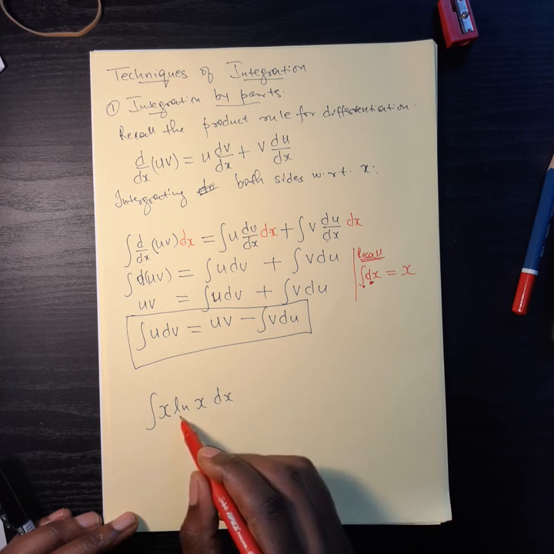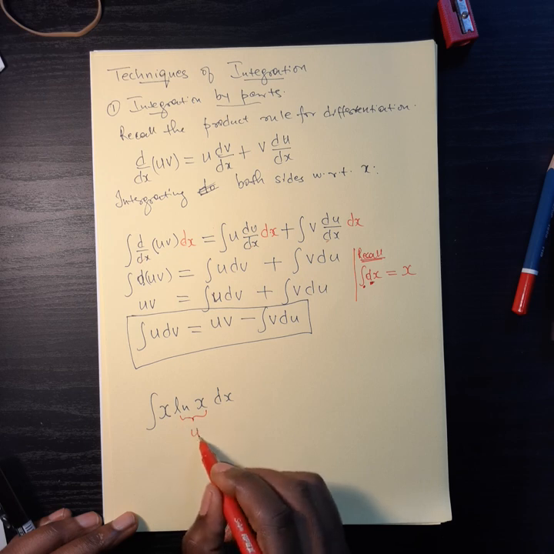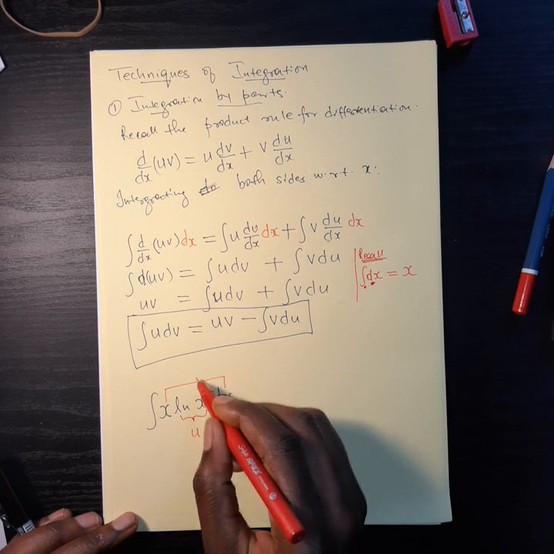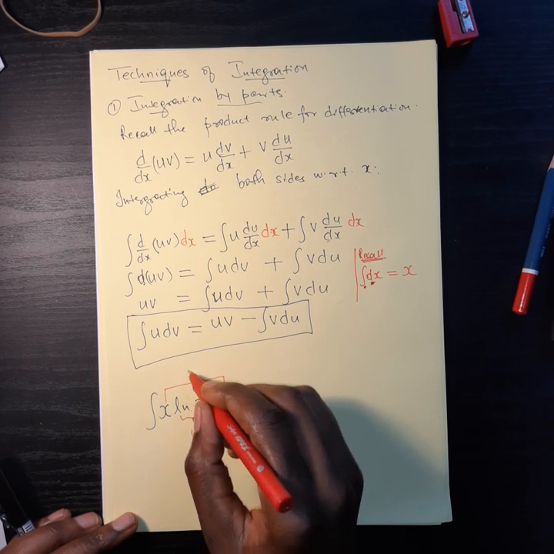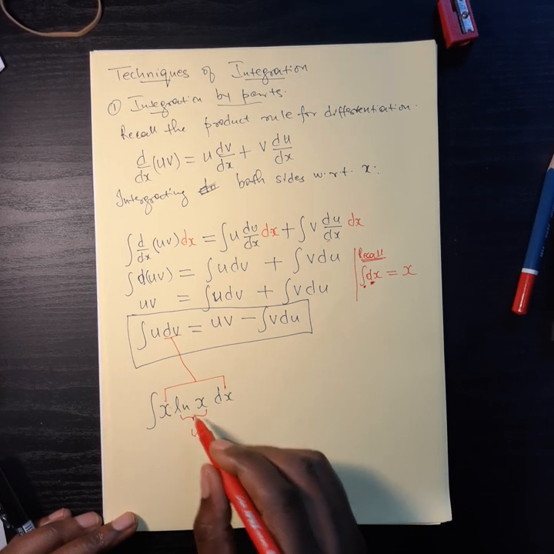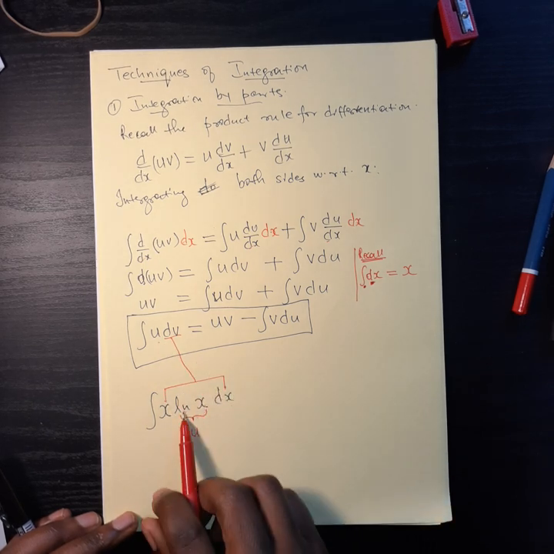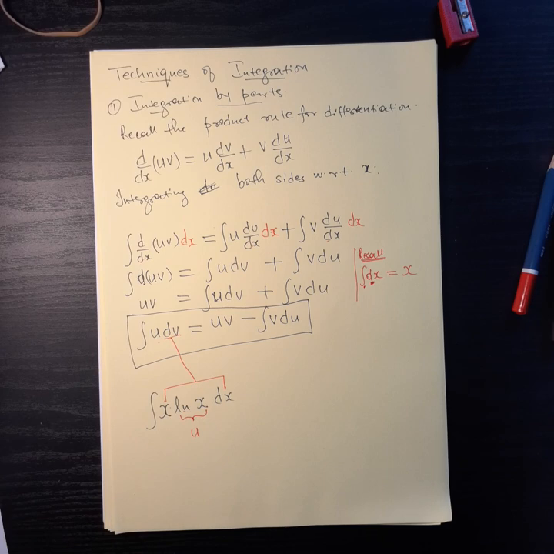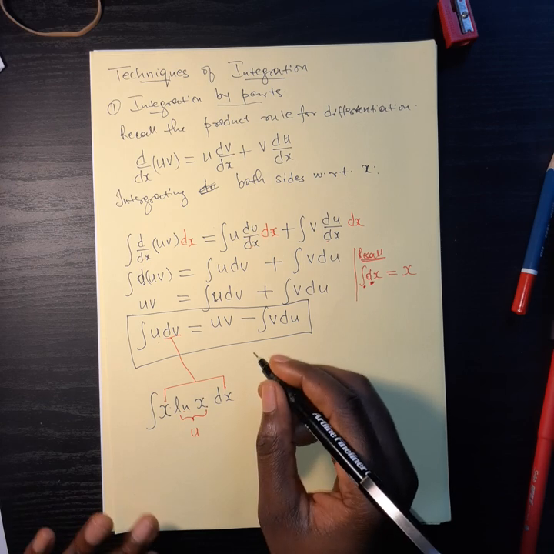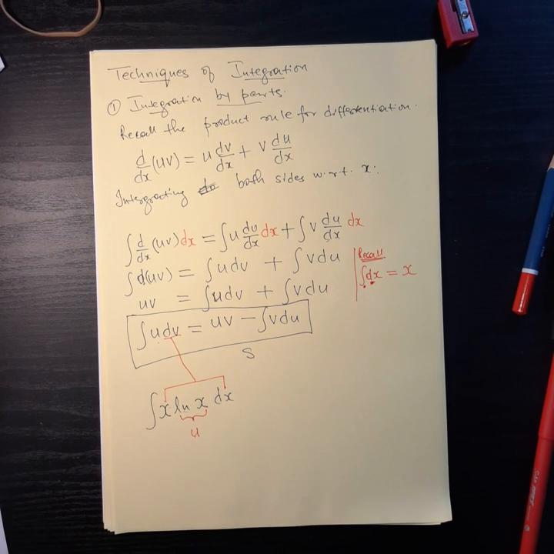As we are going to explain, we will choose this because we don't know how to integrate this. Then this will be our u, and these two will be our dv. So our dv will be given by x dx, and our u will just be ln x, because we know how to differentiate ln x, but we do not know how to integrate ln x. That brings us to some guidelines for choosing u, which for most of the problems we are going to deal with will be very useful.